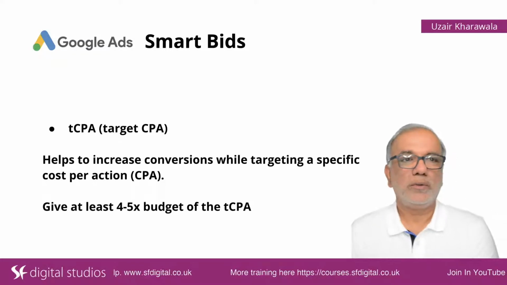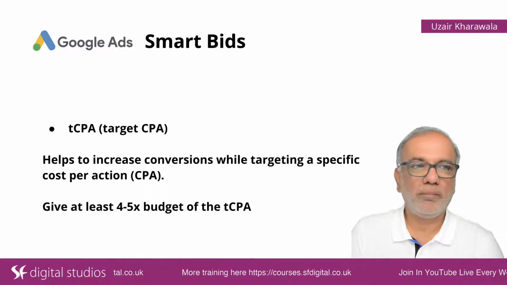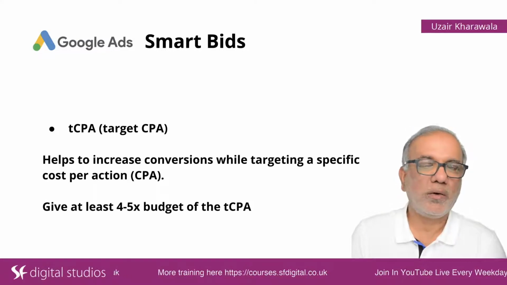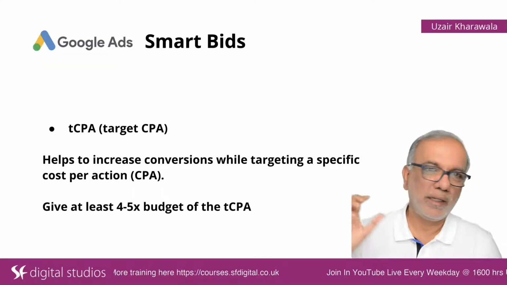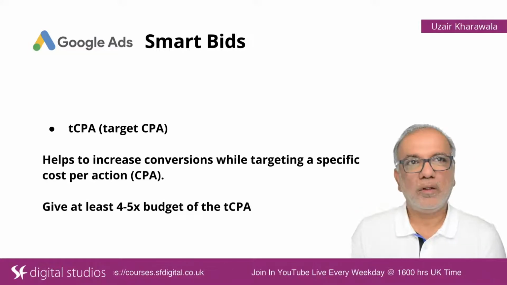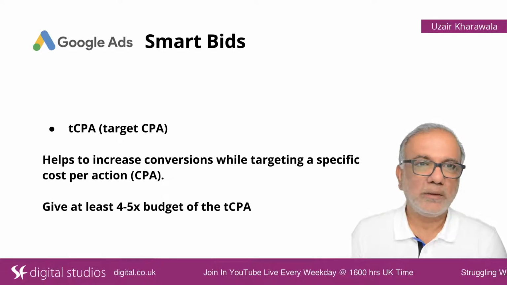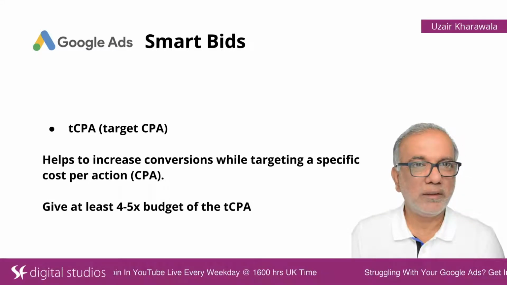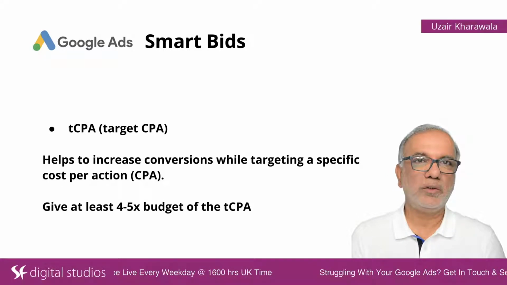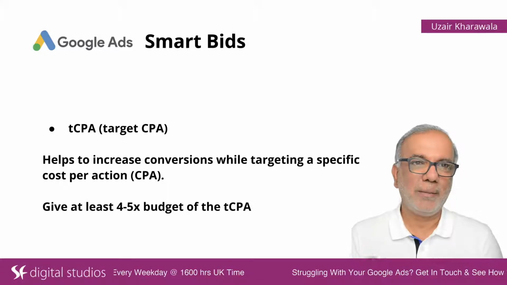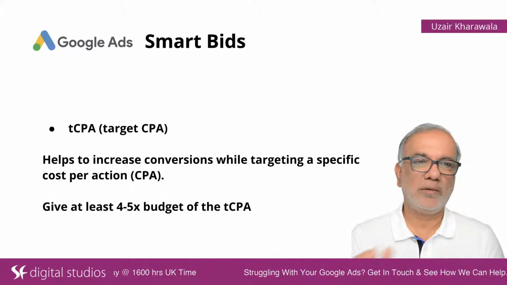So what you do is you set up a target CPA and tell Google that I'm prepared to pay 10, 20, 50, 100, or whatever that number may be. And then the algorithm is going to go out and get that conversion. Quite often, and I see this a lot, somebody has set it up, and you need to give Google enough budget to be able to maneuver the campaign in the right direction first of all, and then get you those conversions. Because it's going to do some kind of testing.